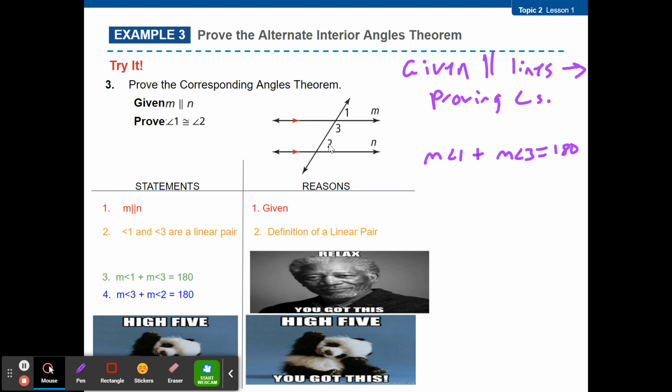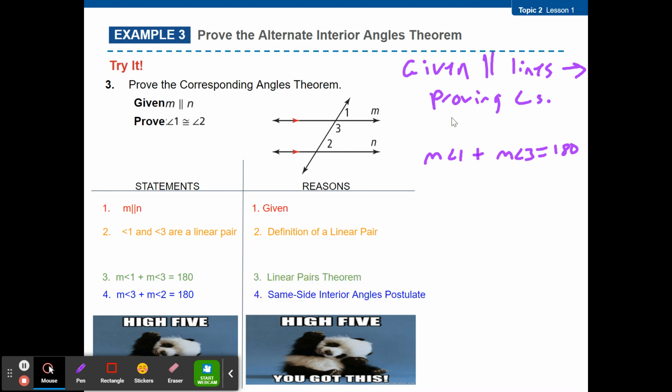But there's 2 different reasons here. What's the reason for number 3? Good. Linear pair theorem. Very good. What's the reason for part 4? Not substitution. Nope. It's a new one. It's one of the parallel line ones. Which one do we go over? Same side interior angles postulate. Yup.